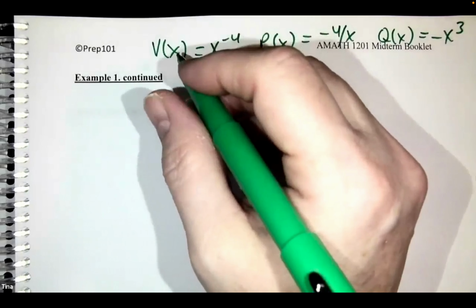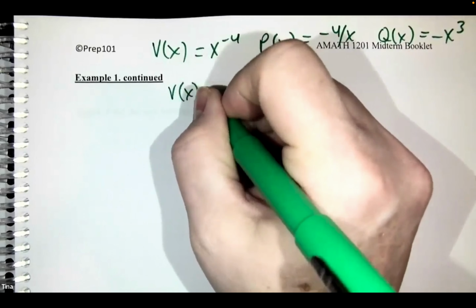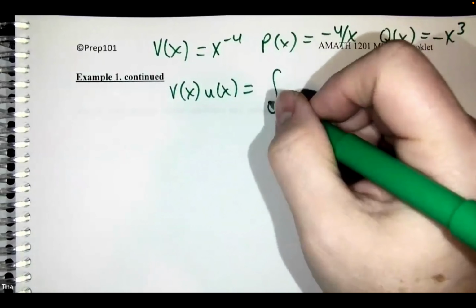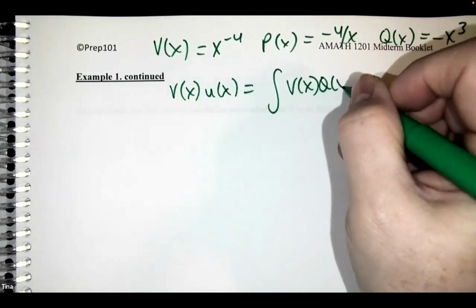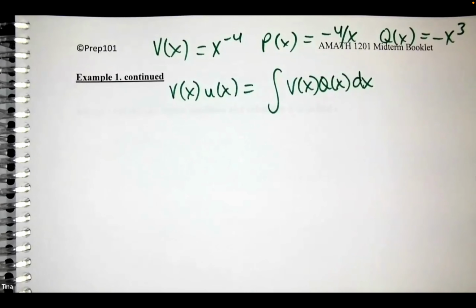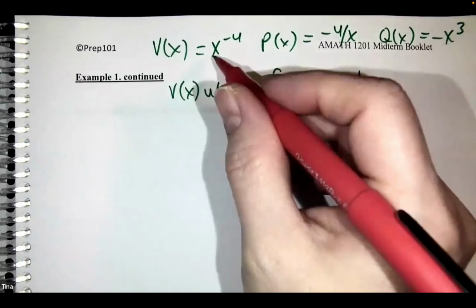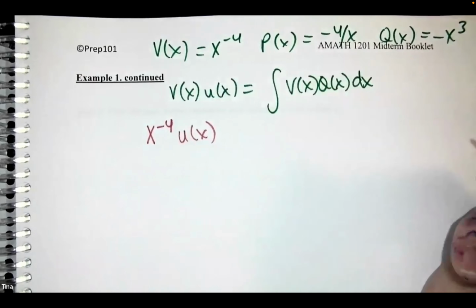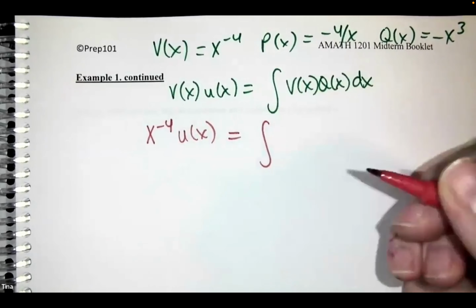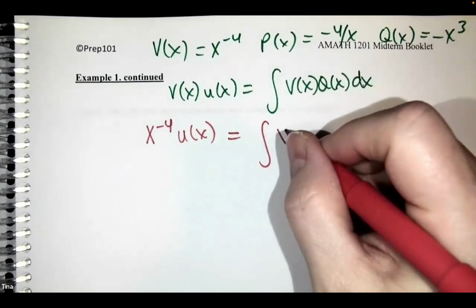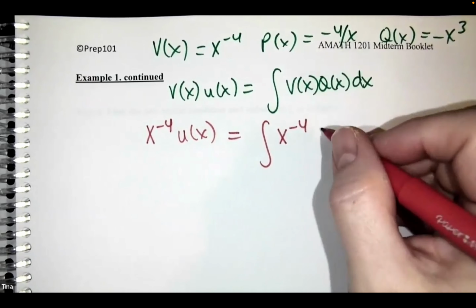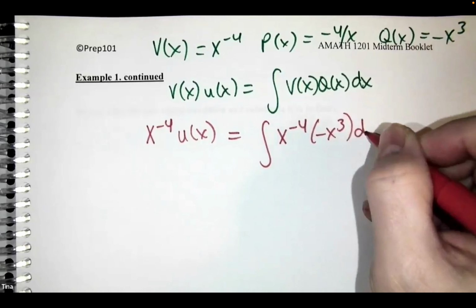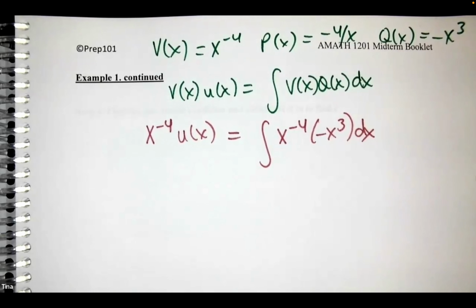Okay, so we're solving a linear differential equation. So we've got v of x, and u of x is the integral of v of x times q of x. So x^-4 u of x equals the integral of x^-4 times q. Okay, so finish that and solve it for u.